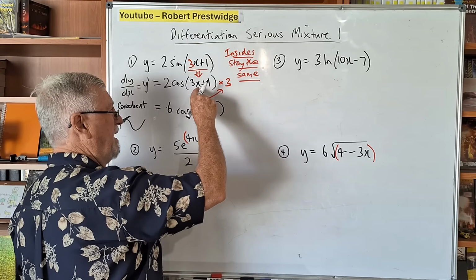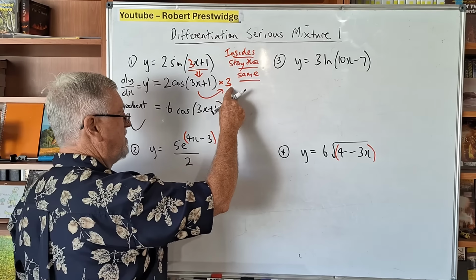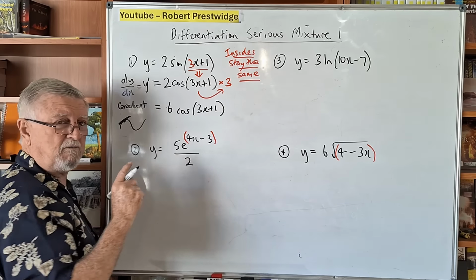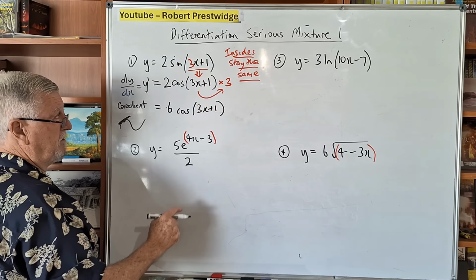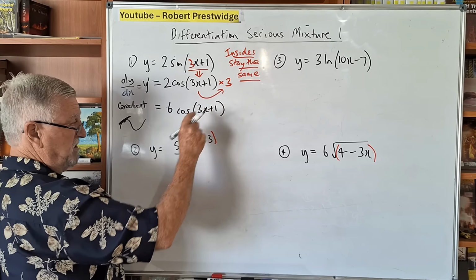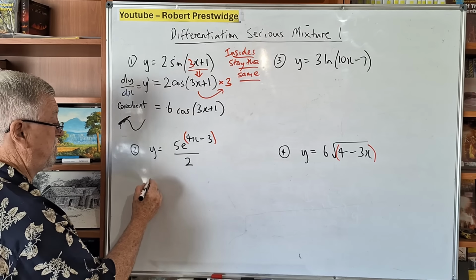So we're talking about the gradient. This 3 is talking about the gradient of that inside section, which makes the graph steeper. A lot of people can look at it and just go, sine becomes a cos, 3 2s are 6, and leave the inside the same. Now if you're that confident, you can do it that quick.